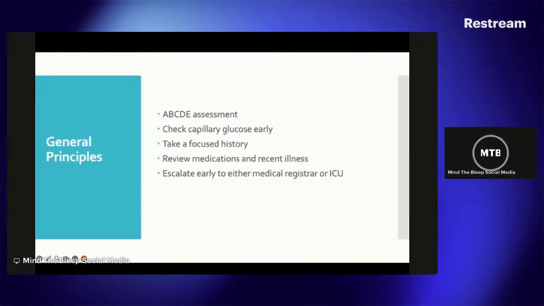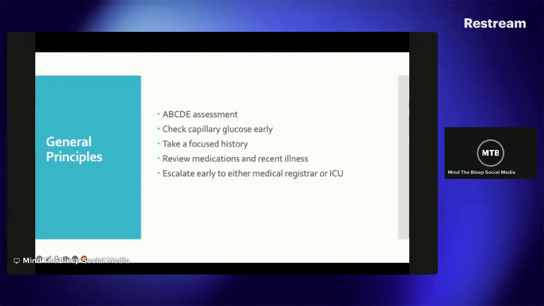So in terms of general principles, as always, you must always do an ABCDE assessment of the patient. And if you're getting a bleep from a nurse, for example, or another healthcare professional about a patient, try to ask them to do the initial ABCDE assessment so you can get all their vital signs. You should check the capillary glucose early on, and as always, take a focused patient history and examination once you see the patient.